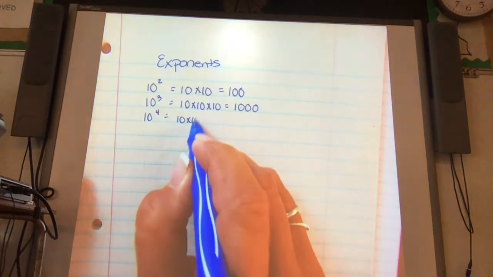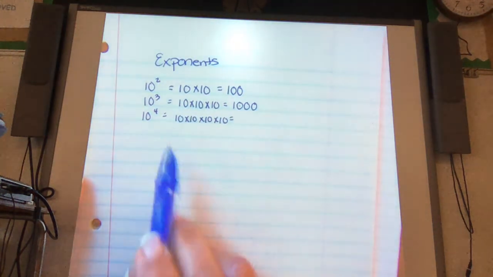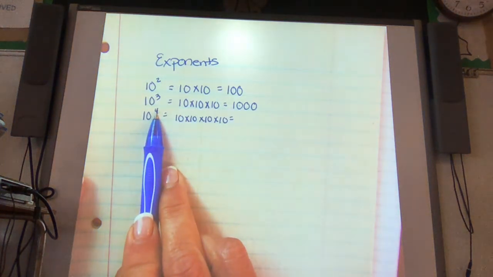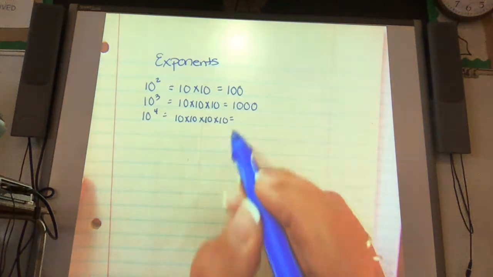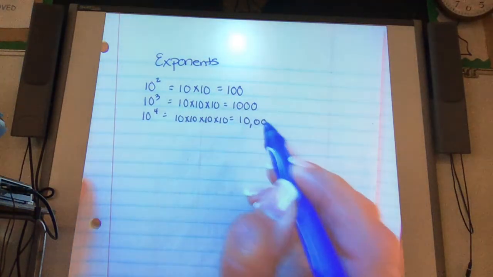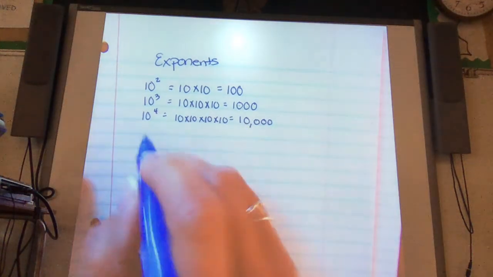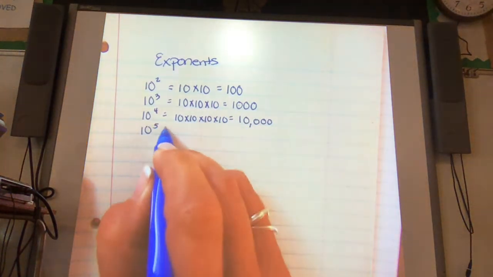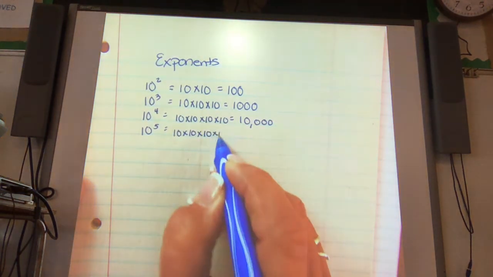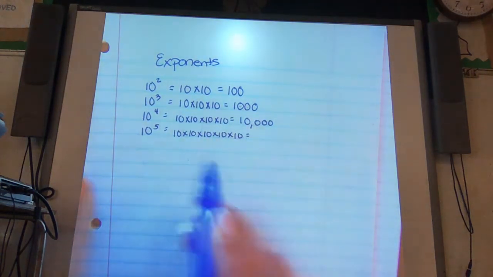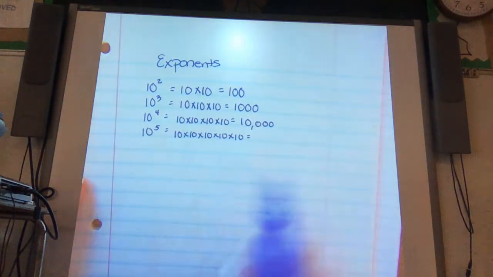10 to the fourth power, 10 times 10 times 10 times 10. The exponent is a 4. 10 times itself 4 times. 1, 2, 3, 4. And our answer would be 10,000, which has 4 zeros in it. 10 to the fifth power, 10 times 10 times 10 times 10 times 10. 1, 2, 3, 4, 5. 10 times itself 5 times.